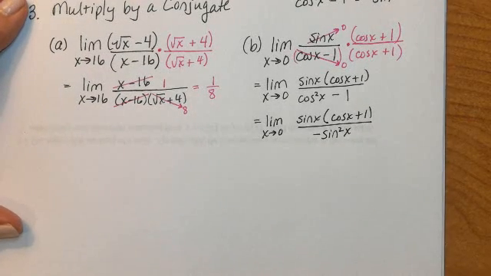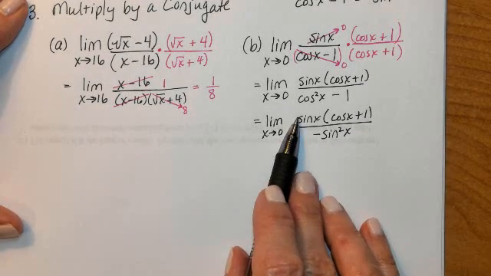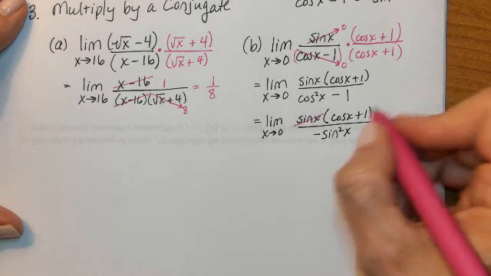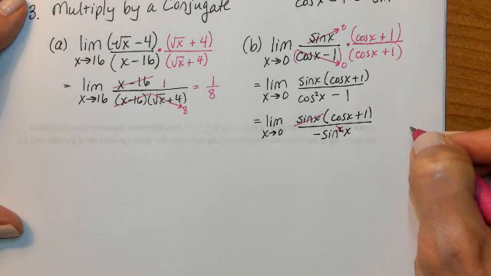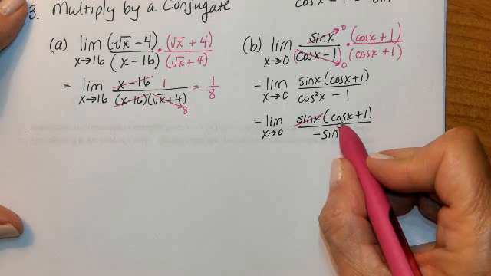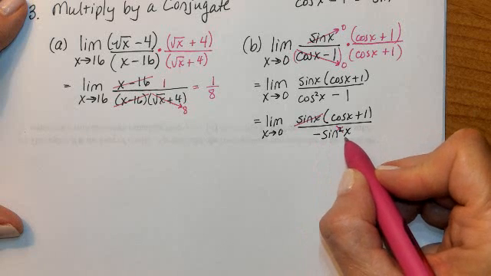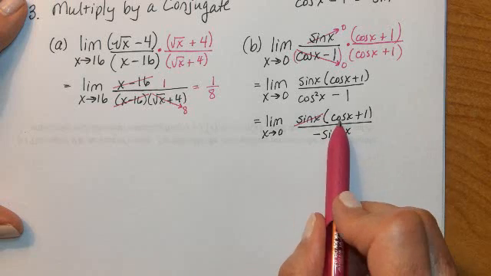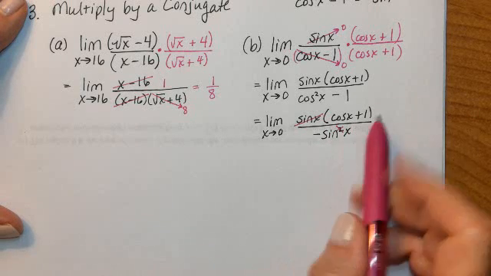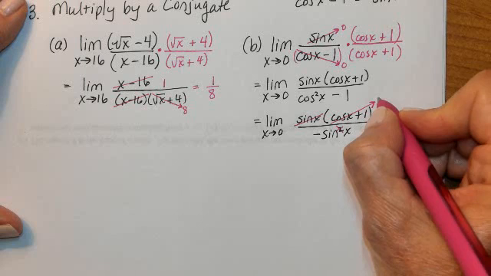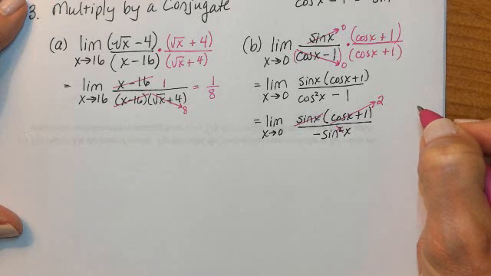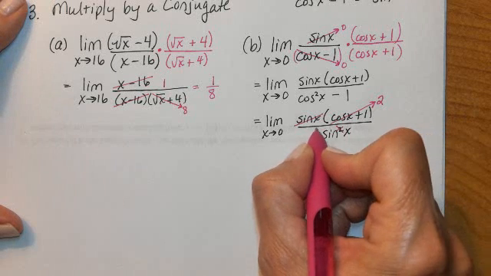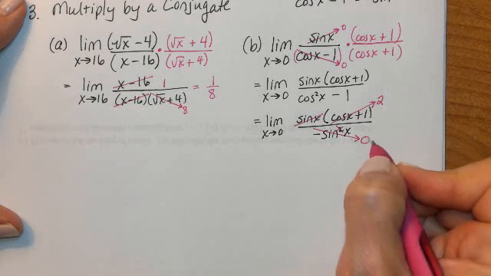And now I can reduce. Sine x on top, sine squared x on the bottom. This sine x reduces with one of these two sine x's, leaving cosine x plus 1 divided by a negative sine x. And now I'm going to put 0 in for the remaining x's. Cosine of 0 is 1, 1 plus 1 is 2, so this numerator is going to 2. The denominator, sine of 0 is 0, so the denominator is going to 0.